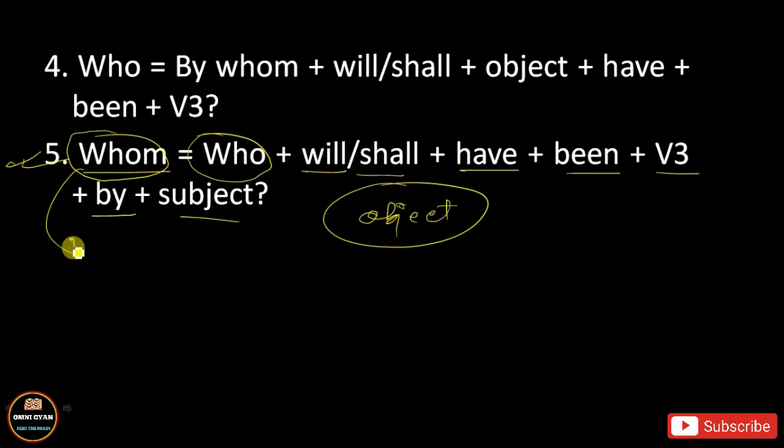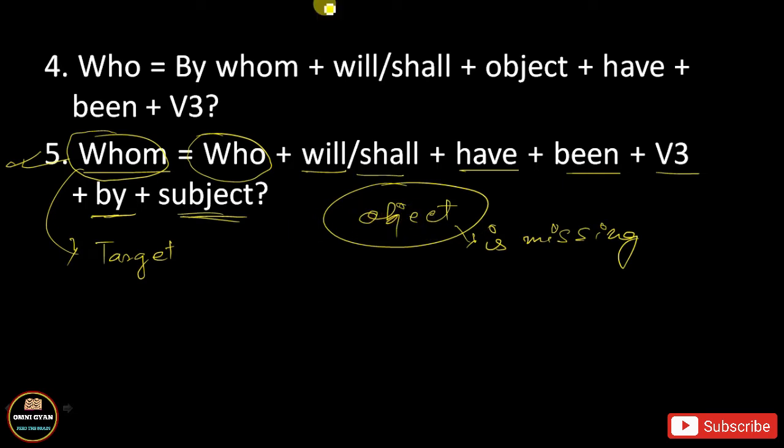Whom means the target. Target means object. Because the sentence has started with whom, that means what? Here object is missing. We do not know the object. That is why the object has not been mentioned here. Look at the formula. There is no object. So who, then will, shall, then have, then been, then verb third form, after that by, after that subject. So we do not have object here. We do not have the target here.